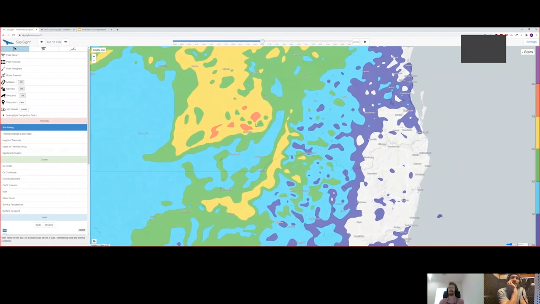So is that kind of similar to XC Skies, kind of the XC potential? You're basically looking at instability and cloud. Gotcha. Yeah. I don't know how they calculate that, but I imagine it's a similar idea, that it's trying to show you how nice the conditions are for cross country rather than potentially how far you fly.